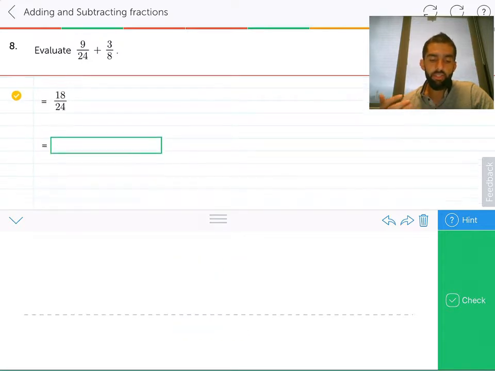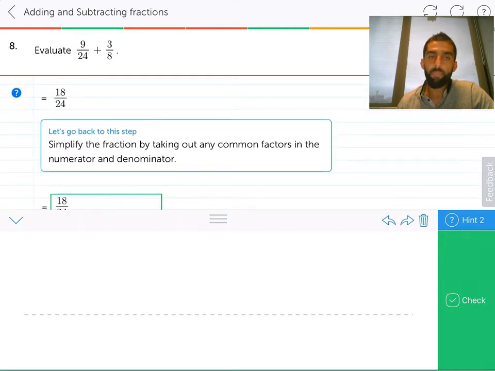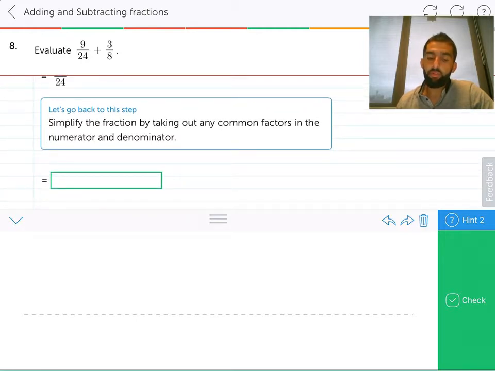And I think I'm done, but Mathspace tells me no, you're not done. So the yellow tick indicates that you're not yet finished. So rather than telling us we're wrong, we're actually saying when you're right, you're on the right track, just keep going. And if I'm not sure how to keep going, then again there's a hint available. I ask for that hint. It says simplify the fraction by taking out any common factors in the numerator and denominator.